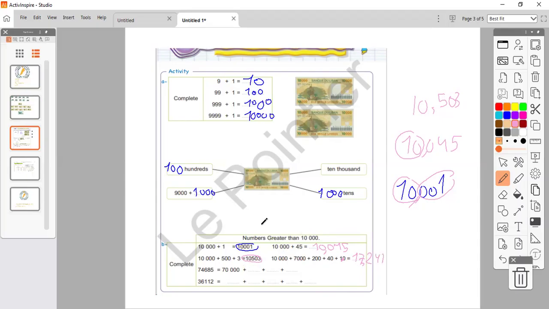I want to tell you something important here. When you want to expand the number, you start with 7. You count how many digits I have after 7. I have 1, 2, 3, 4 digits. So I put 4 zeros. Now, what about 4?